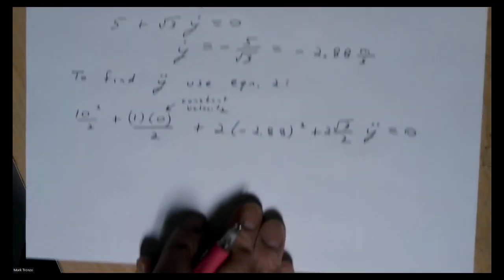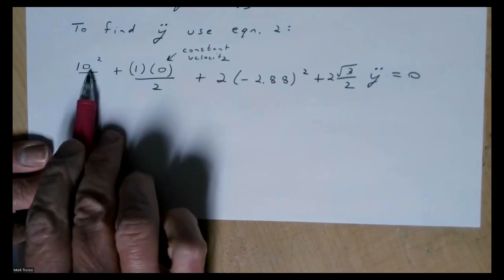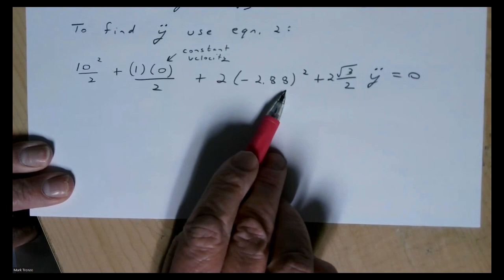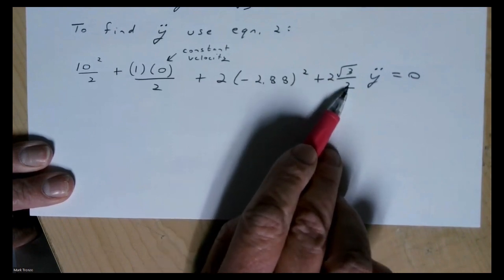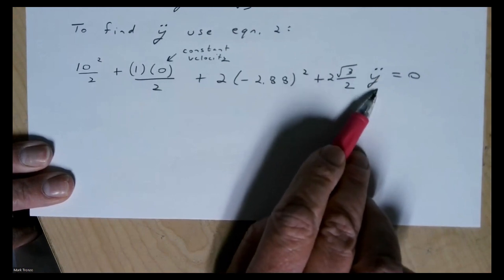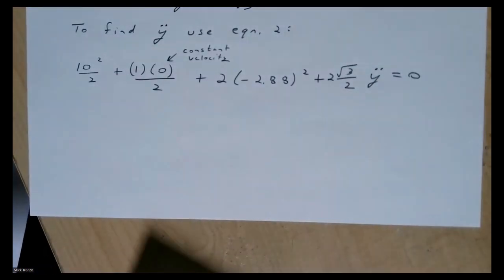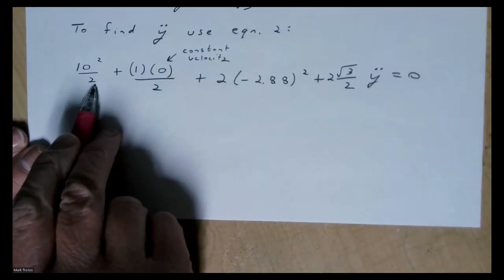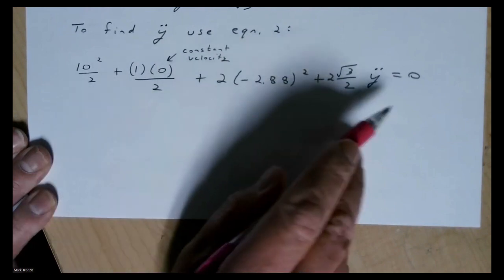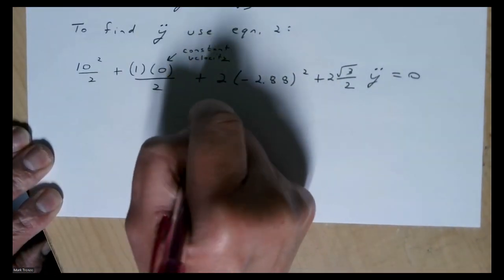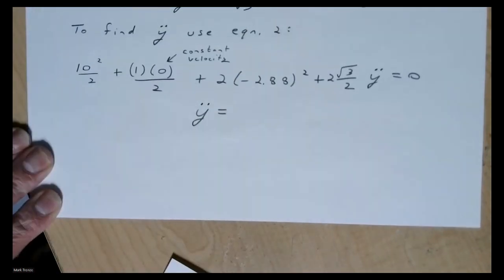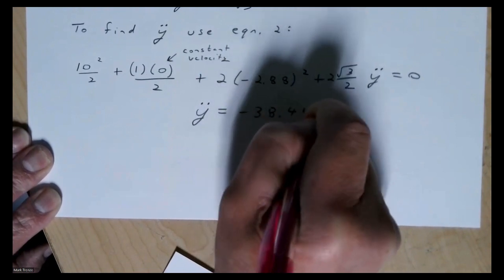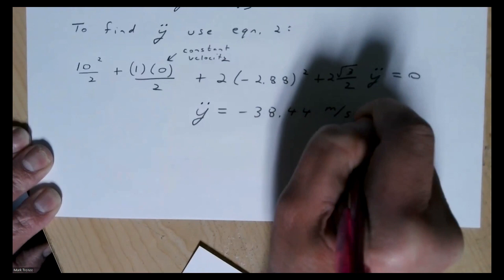Sorry about that. So I plugged the rest of the things into equation 2. So we had 10 squared over 2, 0, 2, negative 2.88 squared, 2 times square root of 3 over 2 times y double dot. And when you put this all in your calculator, this is going to be 0. This is going to be 50. Do this and bring over everything to the right-hand side. And this is going to be negative 38.44 meters per second squared.